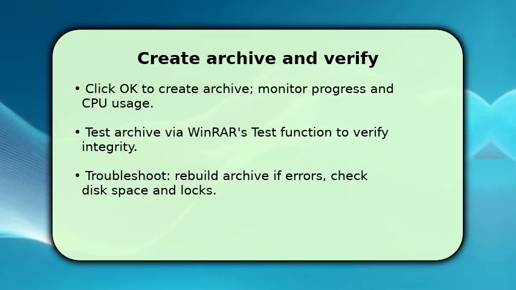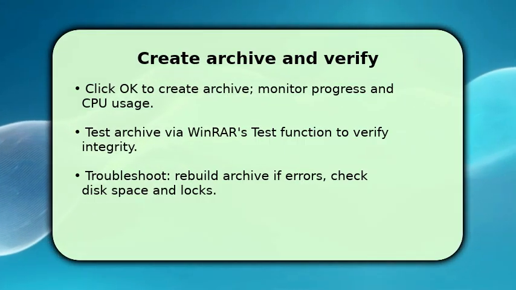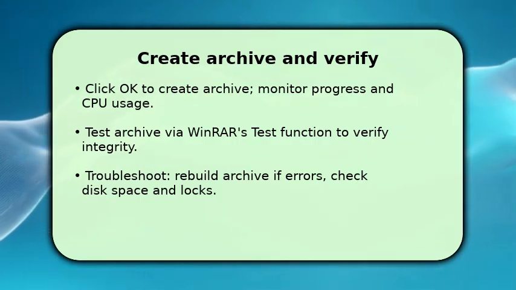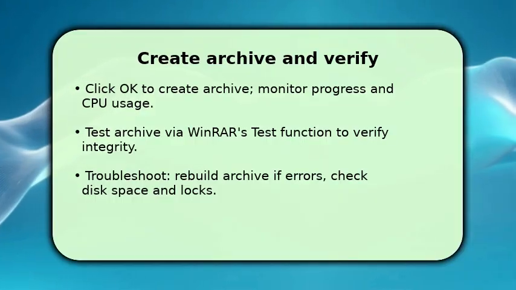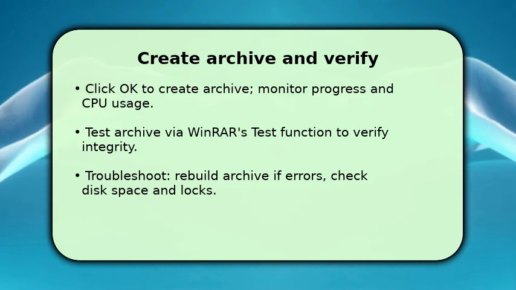Once complete, make sure to use WinRAR's test feature to verify archive integrity and confirm all parts are present when split. If you encounter errors, check for insufficient disk space, file locks, or antivirus interference, and then rebuild the archive with adjusted settings. Finally, keep one copy uncompressed until verification succeeds, so you can retry if anything goes wrong.